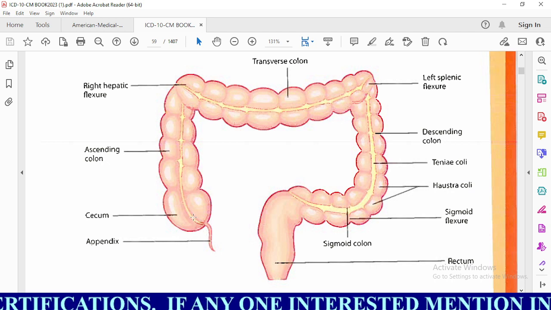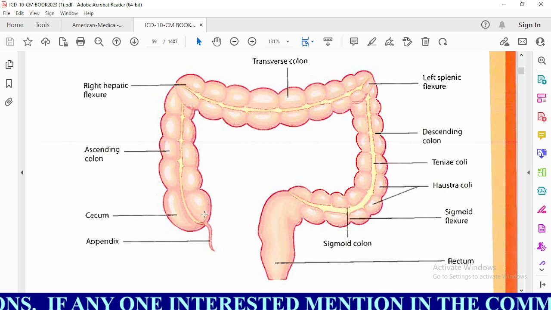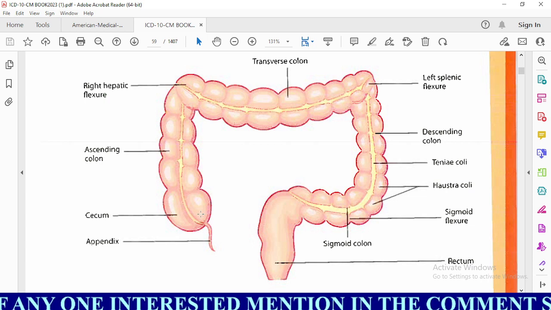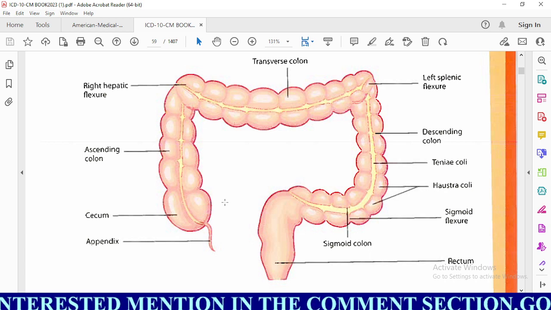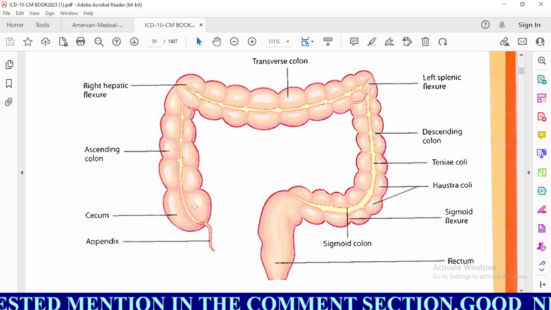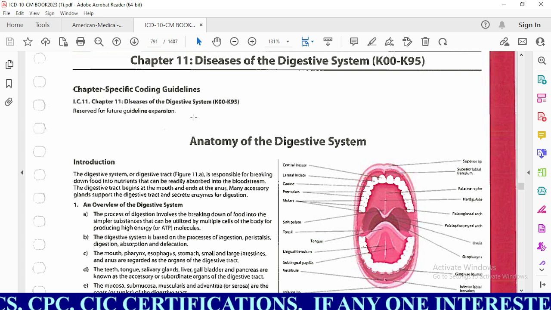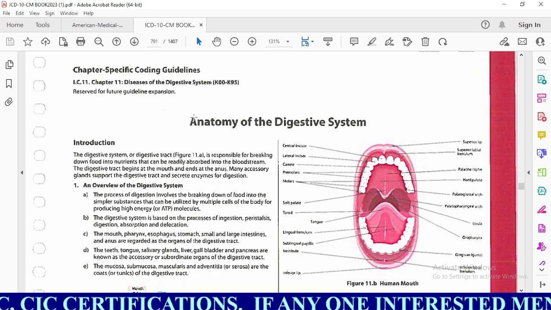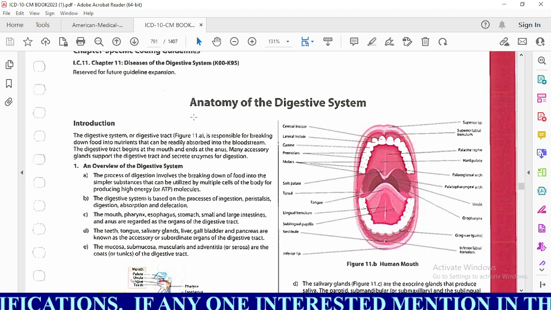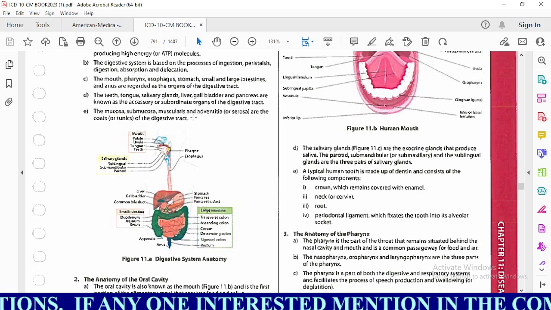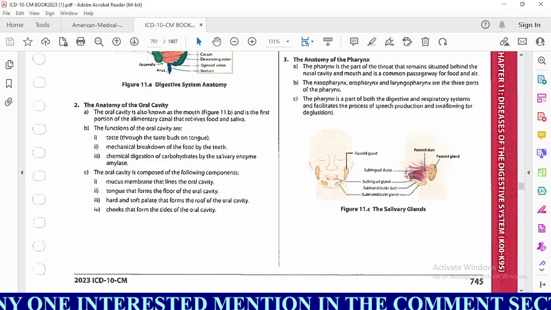This is the large intestine, and this cecum will connect with the ileum, and there it will form the ileocecal valve. So using the ileocecal valve, the small intestine connects with the large intestine. Again, we have anatomy related to the digestive system here. For example, if you are writing the CPC exam, you need to master all these things. If you know these anatomy parts, you can write easily.